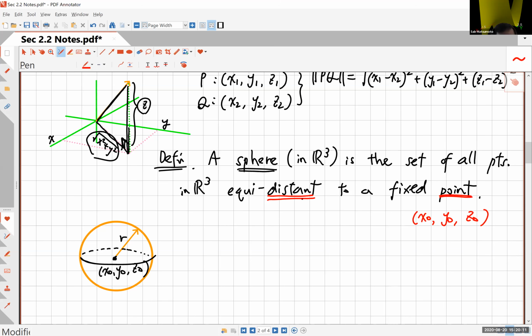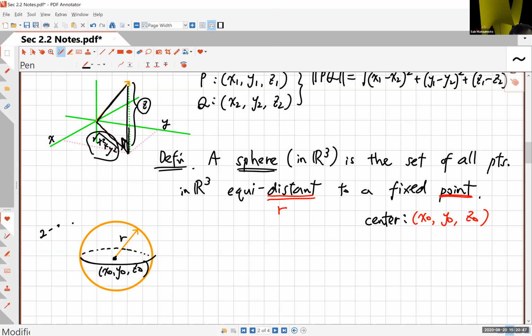That's the fixed point. This distance, which is fixed, is the distance by which every point on the sphere is separated from the fixed point, the center point. And this distance is radius r. By the way, this fixed point is often called the center for an obvious reason. And so every time we talk about a sphere, we can talk about the center and the radius. And it turns out if you specify a radius and a fixed point, the center, then you can define the unique sphere.